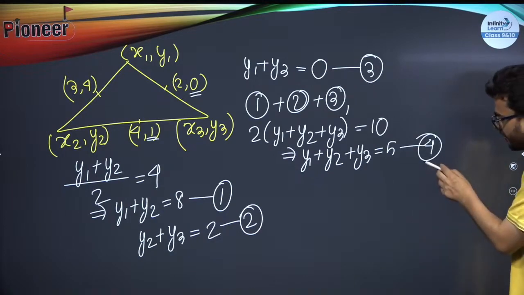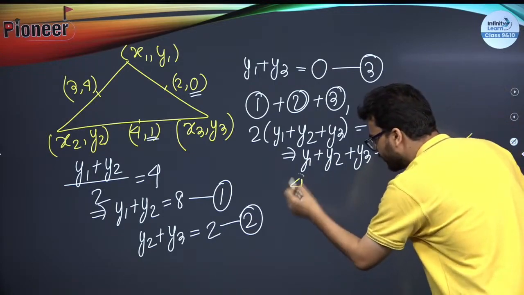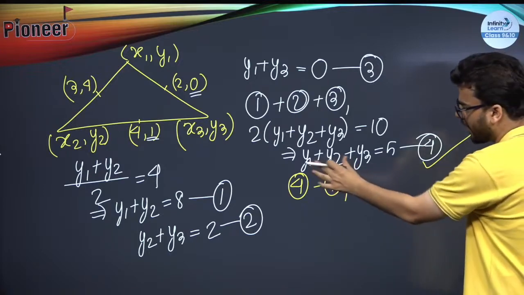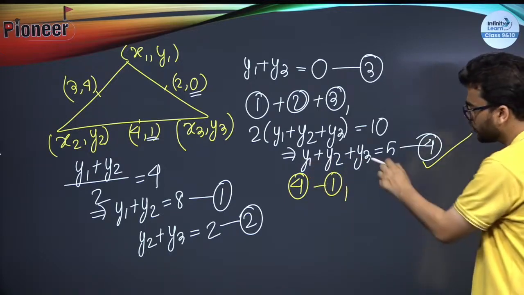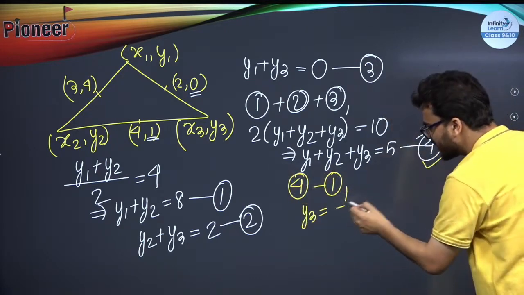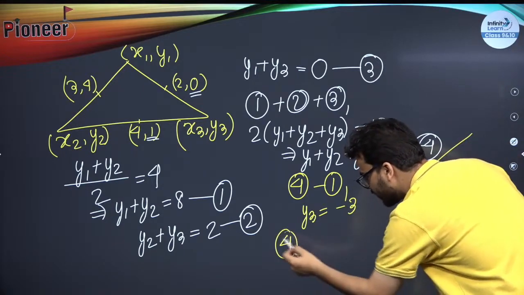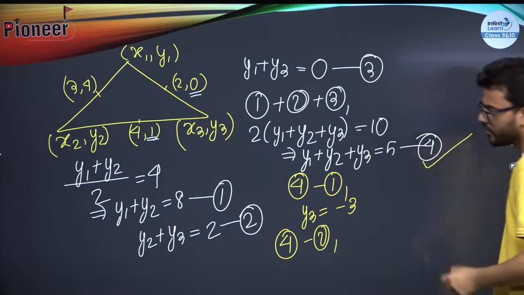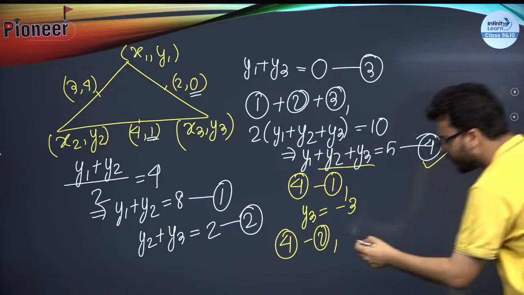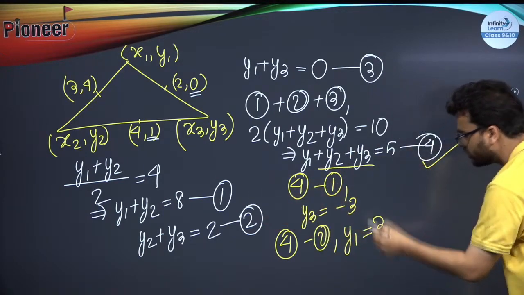Now we have to find the values of y1, y2 and y3 from this equation. So can I not say from equation 4 we can subtract the first equation, guys? Equation 4 minus equation 1. You see y1 plus y2 will get cancelled out. So you will get y3 only. So y3 will be equal to 5 minus 8, that is minus 3. In the same manner, if I do equation 4 minus equation 2, you see y2 plus y3 will be cancelled out. You are going to get y1. So y1 will be 5 minus 2, that is equal to 3.